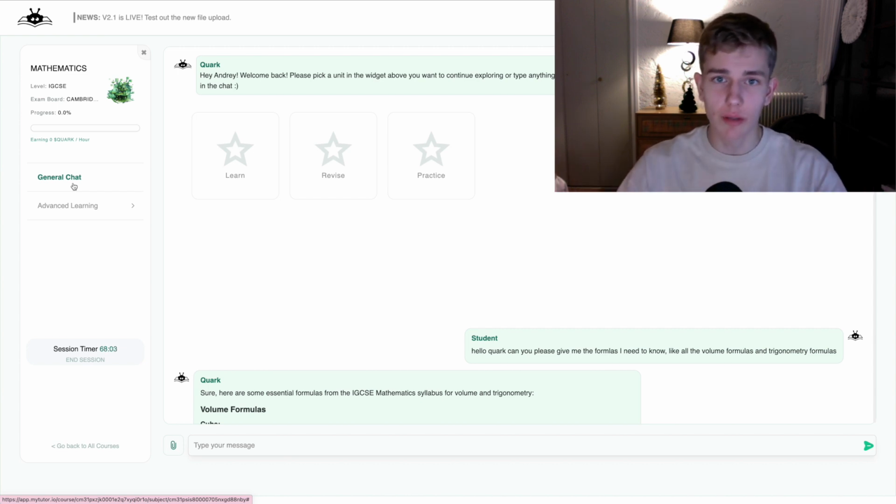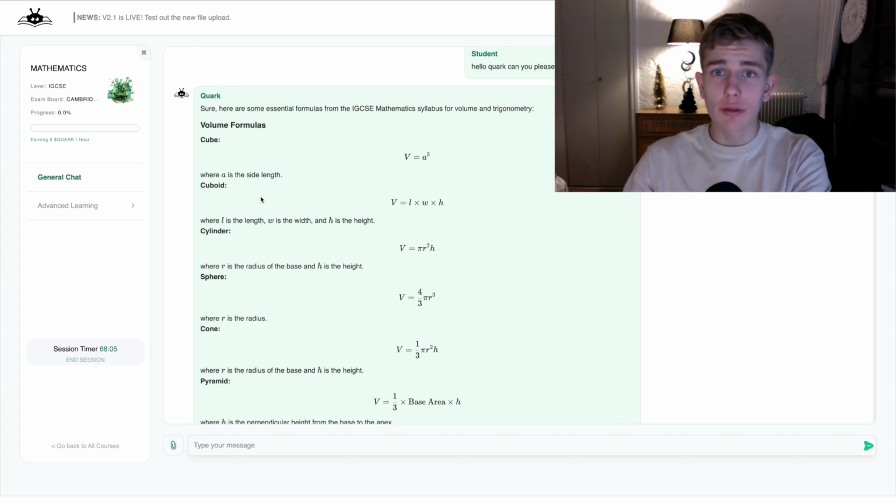So here I asked MyTutor.io to give me formulas, and MyTutor.io is linked with your syllabus, so it knows all the formulas you need for the test, because they write the test specifically on your syllabus. They won't put anything that's not on your syllabus. So it's key to know the formulas on the syllabus, because you don't need to know anything else. In math, you need to know the formula and how to put the numbers into the formula, nothing else. It's pretty easy if you think about it that way.